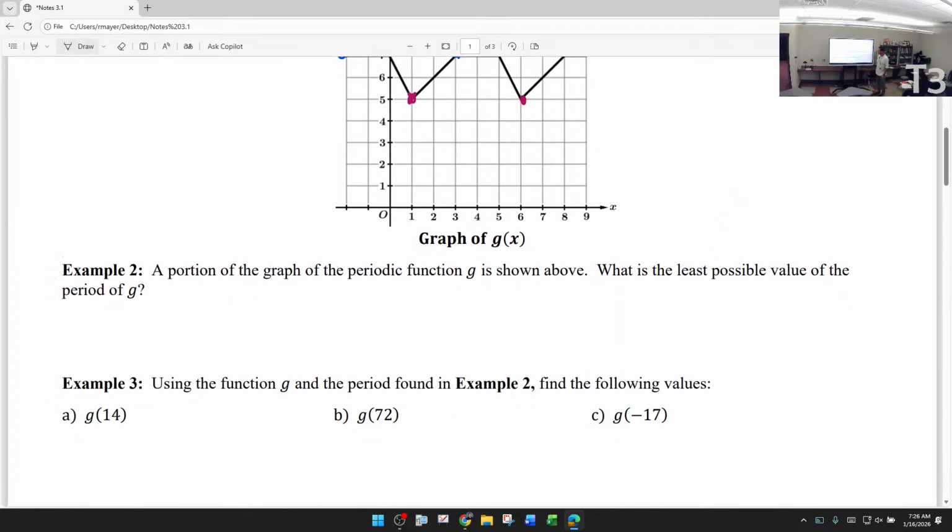What is the least possible period? 5. On your test, this will be a word problem. So typically that will be like minutes, hours, days. Mostly it's time. But it will tell you what that is.